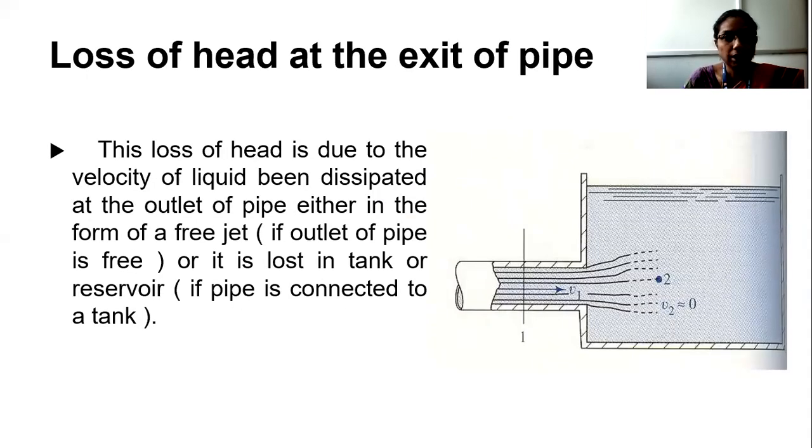Then loss of head at the exit of the pipe. This energy loss of head is due to the velocity of liquid being dissipated at the outlet of the pipe, either in the form of a free jet, if the outlet of the pipe is free, or lost in the tank or reservoir if the pipe is connected to the tank. Here you can see the velocity is V1 and when it enters it is V2.